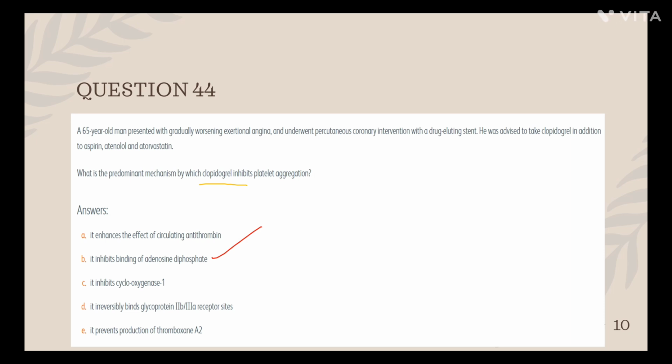It enhances effect of circulating antithrombin. No. It inhibits cyclooxygenase 1. No. That is the action of NSAIDs. Okay. It irreversibly binds to GP2B3A. No. Those are GP2B3A inhibitors, which is not clopidogrel. That is your other drugs like tirofiban, eptifibatide, those drugs. Okay, and it prevents production of thromboxane into blood.